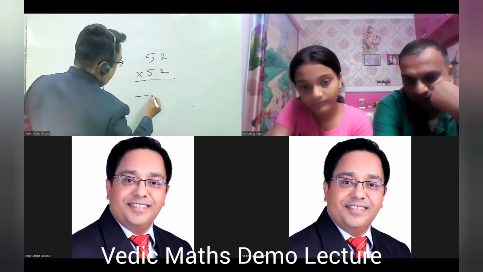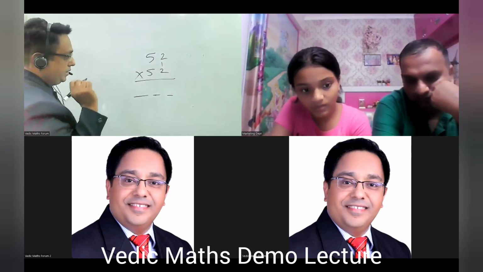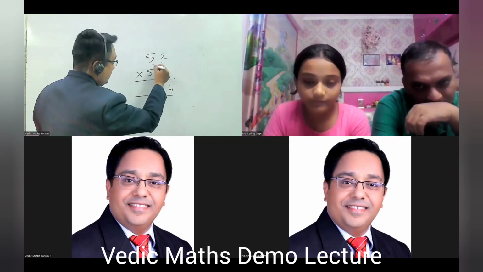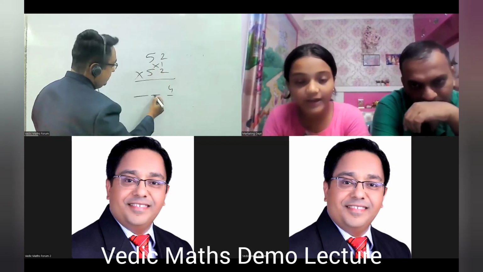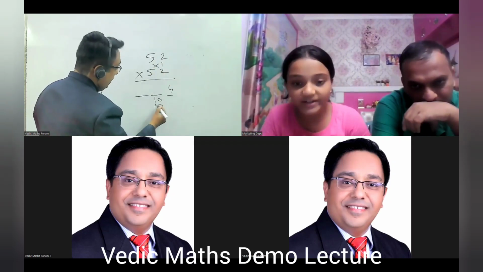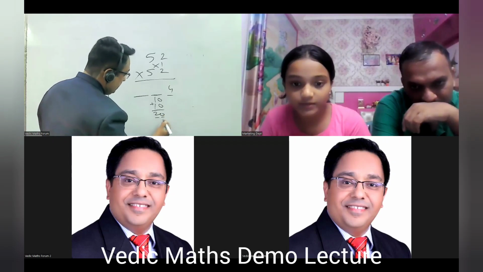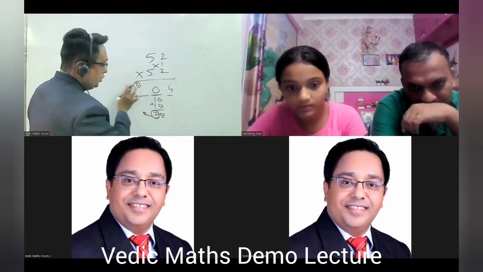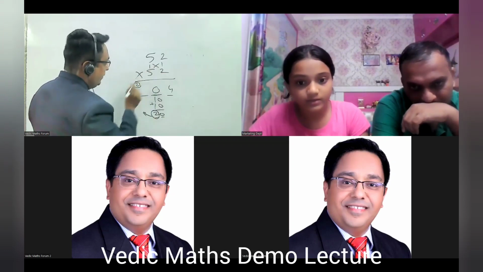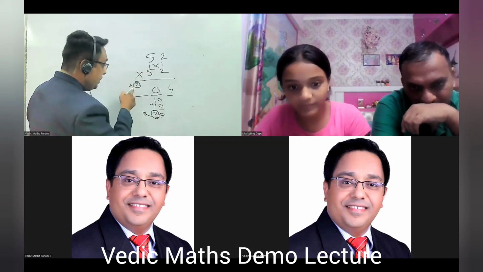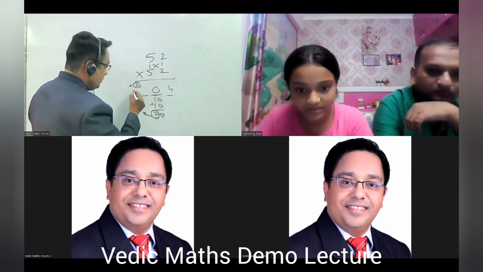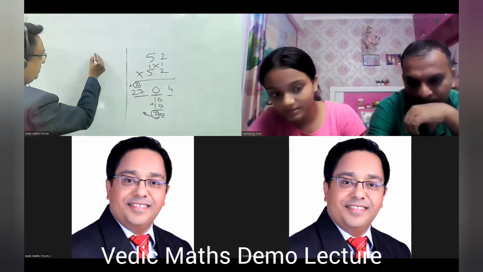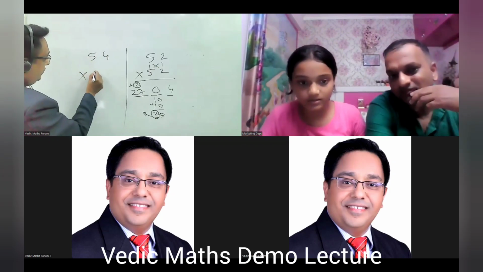Now initially multiply 2 by 2. So tell me, 2 twos are 4. Now crosswise multiply: 5 twos are 10, now 20. Now 20 is a two-digit number, so write 0 here, carry over 2. Last part: 5 fives are 25, plus 2, 27. So what is the final answer? 2704. Superb. Excellent.